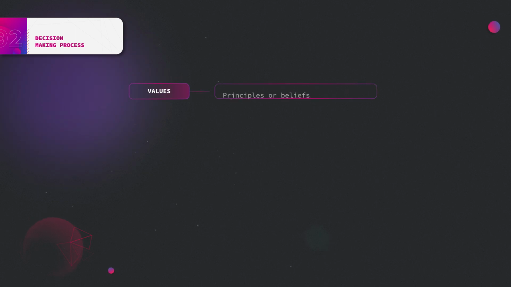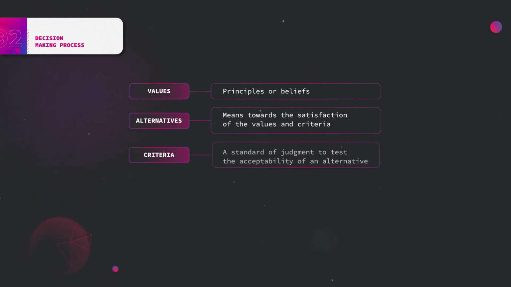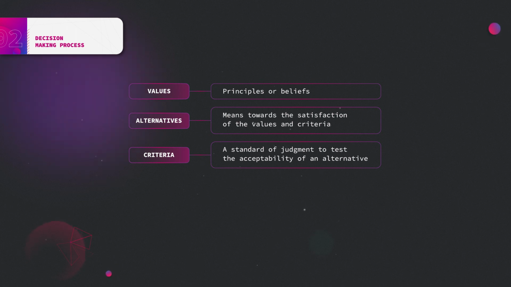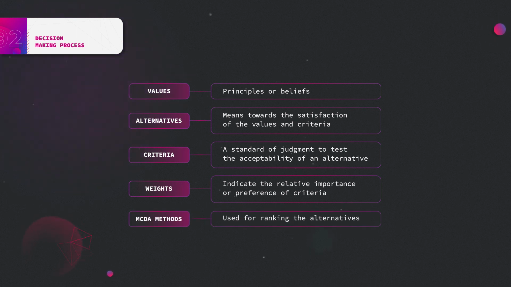Values can be defined as principles or beliefs held by individuals or groups. Alternatives present a way to achieve the implementation of the values and criteria. Criteria represents a standard of judgment to test the acceptability of an alternative. Weights are used to indicate the relative importance or preference of criteria. MCDA methods are a set of methods used for ranking the alternatives.